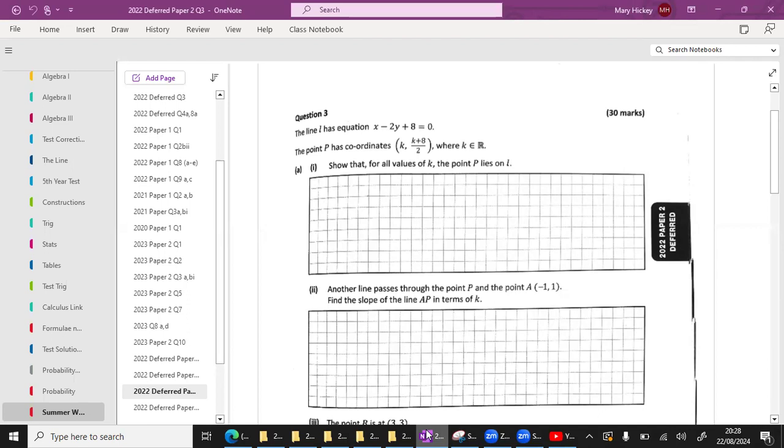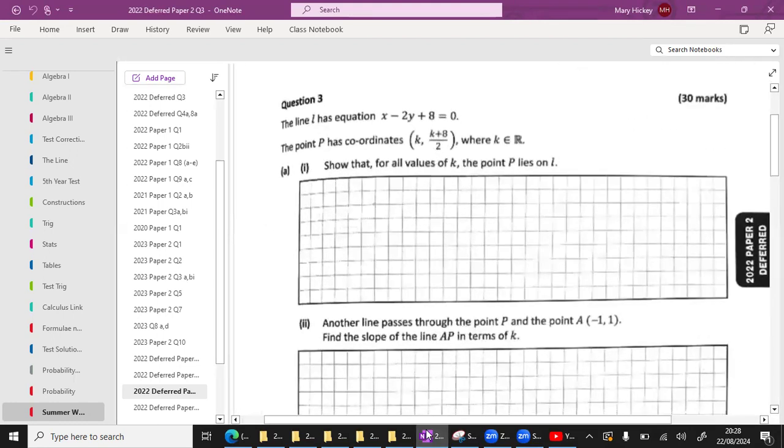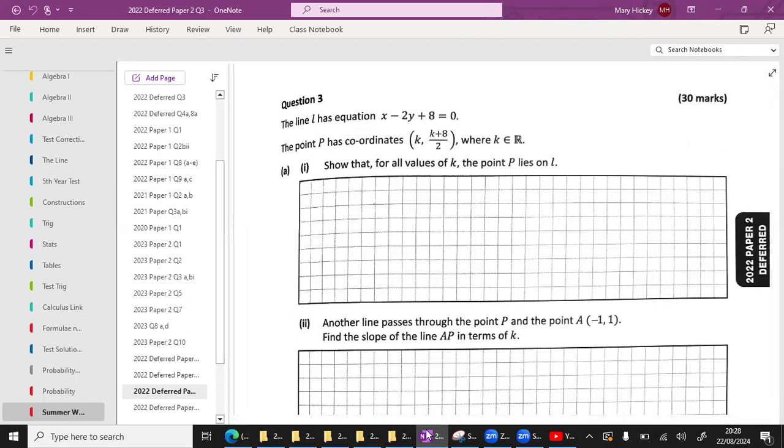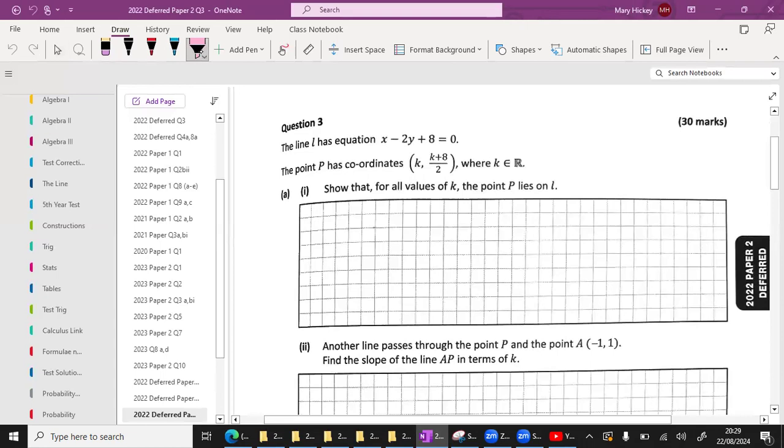Okay, 2022, paper 2, deferred, and question 3. The line L has this equation. The point P has coordinates k and (k plus 8) over 2, where k is an element of R. Show that for all values of k, the point P lies on L. Now, any mention of a point being on a line means that if you fill it in, it should work, so to speak.